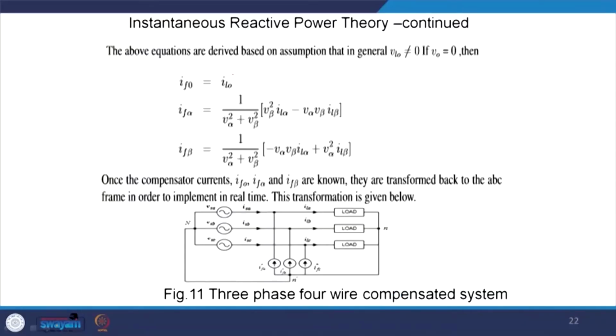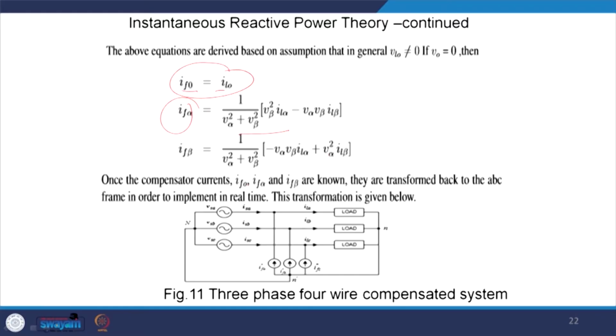Ultimately, you know that if you connect a 3-phase 3-wire system, the neutral current will flow through here. So, I F 0 will essentially be I L 0, and I F alpha will have these expressions, and similarly I F beta will have just the negative of it. It is beta square I alpha, it will be minus alpha beta into I L alpha, and this term will come here, but with the beta.